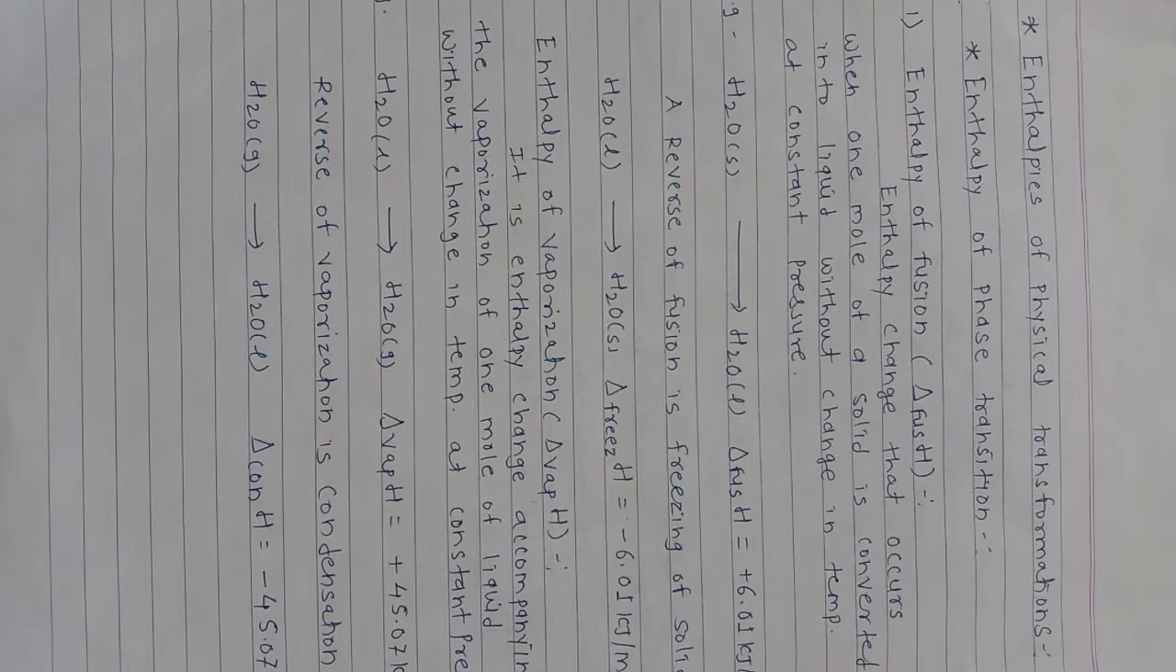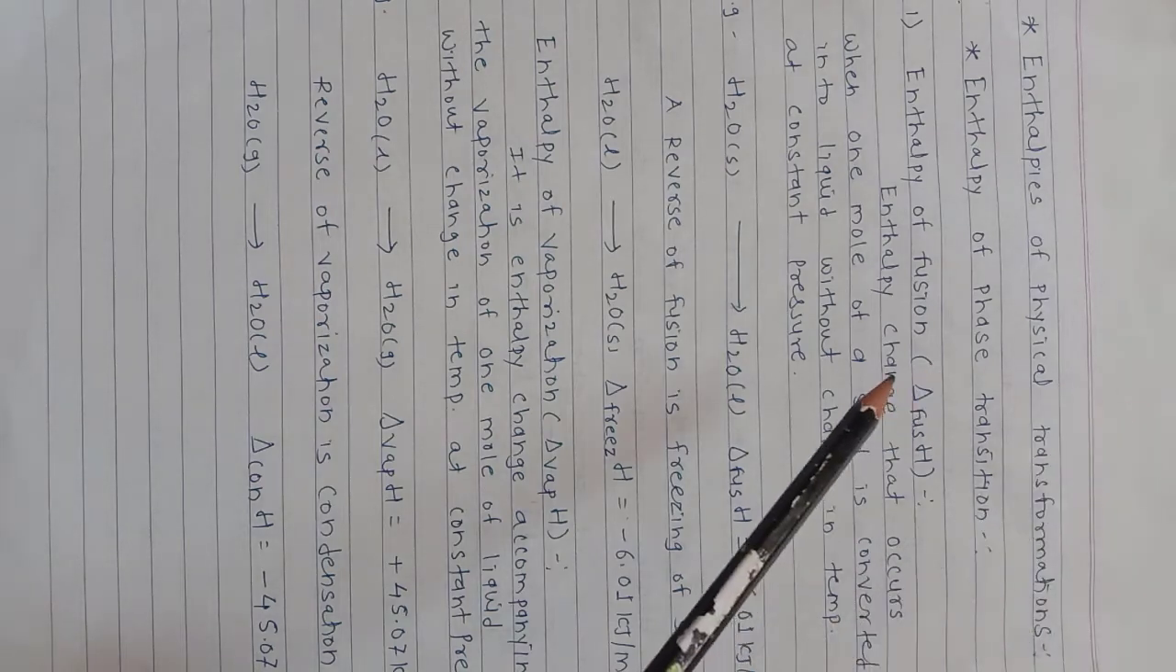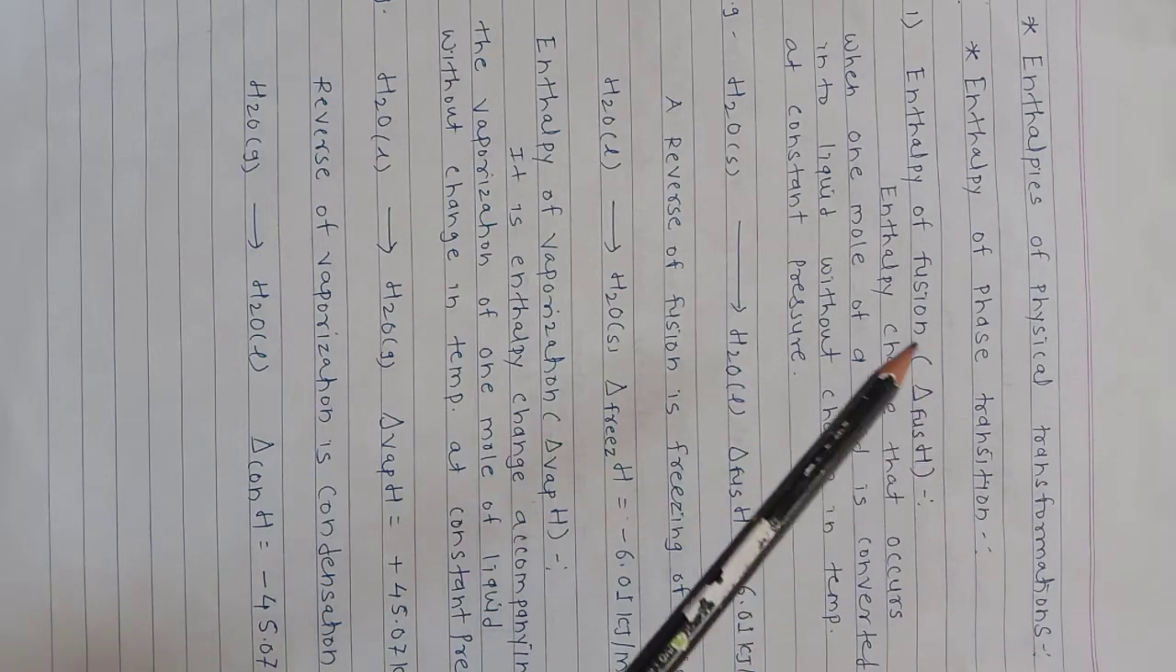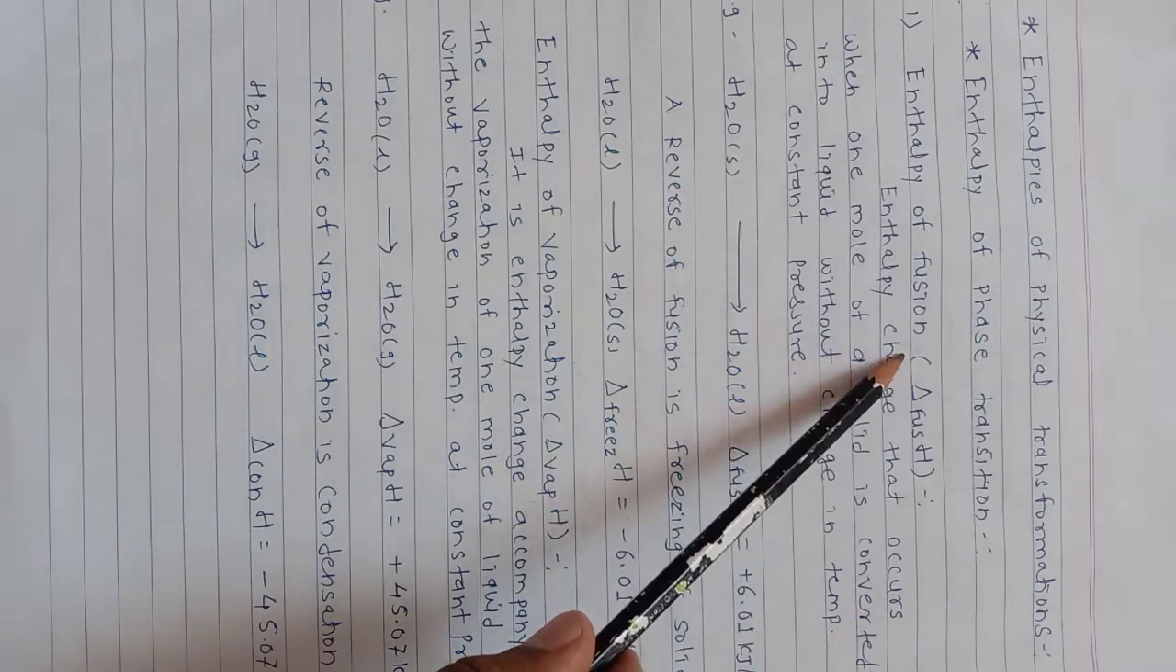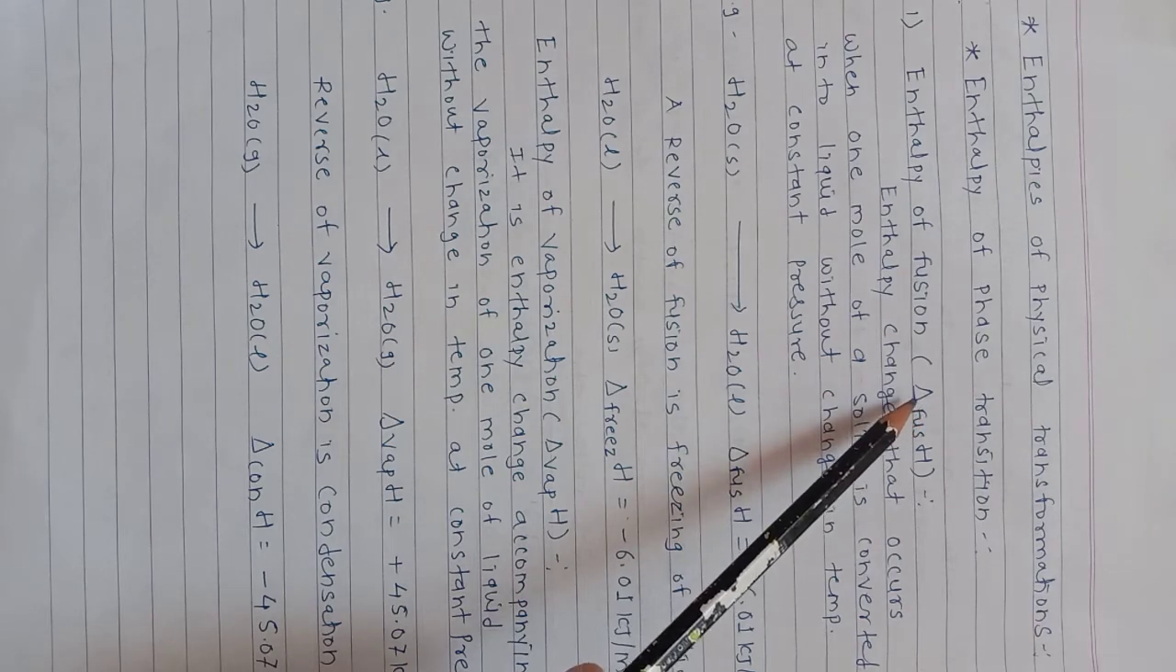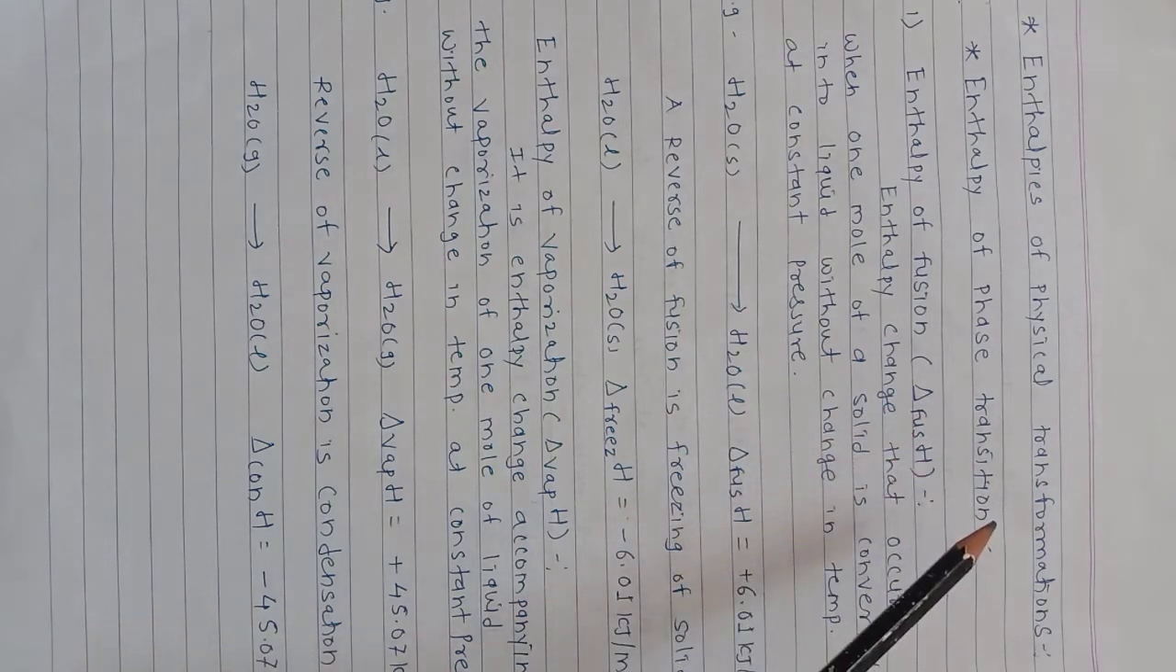In that, number one, enthalpy of fusion. Fusion means melt. Solid is converted into the liquid. The heat is given out. That is nothing but the enthalpy change, either of fusion, vaporization, or sublimation. These are the three phase transition enthalpies. In that, number one, enthalpy of fusion. It is represented by the symbol delta fus H.